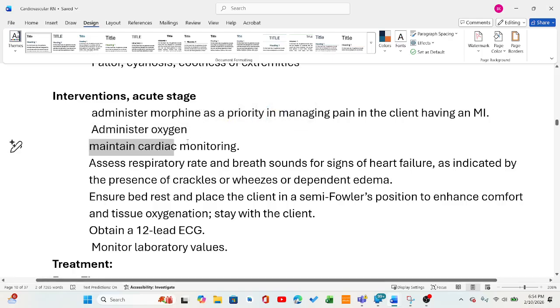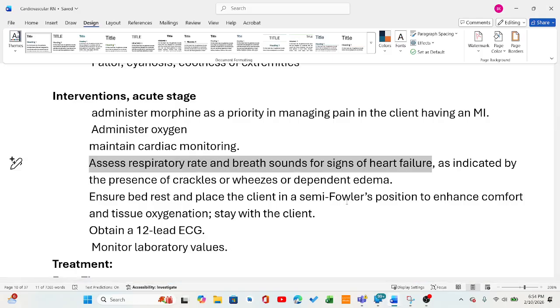We also put the patient on a cardiac monitor. You will be assessing the respiratory rate and the breath sounds because the person can be dyspneic, and you also assess for signs of heart failure. Because with multiple MIs, the contraction of the heart is going to go down, and therefore it can lead to heart failure. So you'll be assessing for any signs of heart failure as well.